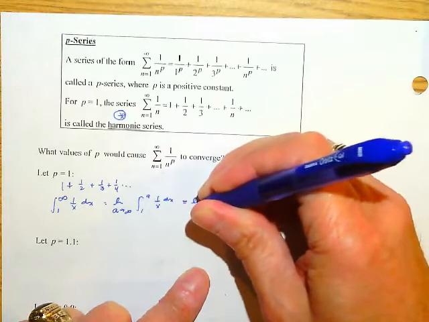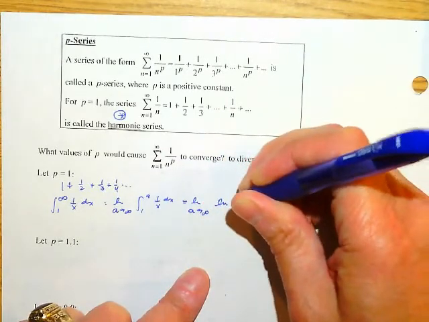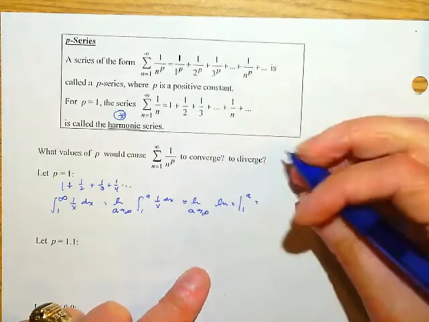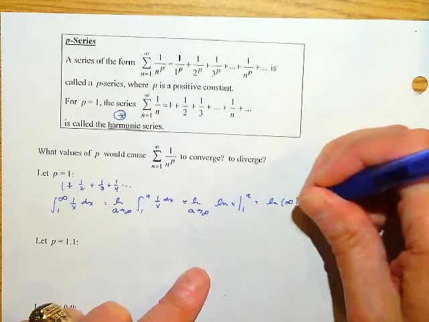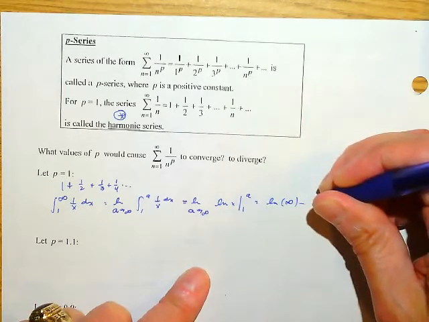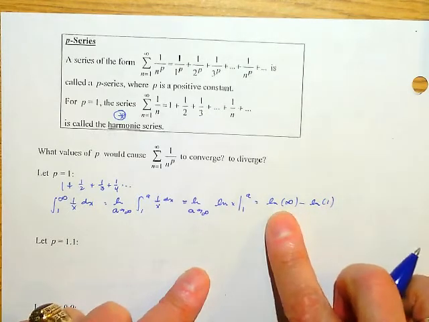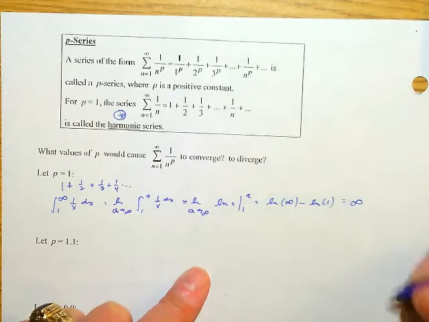Yeah. The limit as a approaches infinity of natural log of x evaluated from 1 to a equals, well, golly, isn't that the natural log of infinity minus the natural log of 1? And we all know the natural log of 1 is 0, but what's the natural log of infinity? Oh yeah, that's infinite. Therefore, that's infinite.